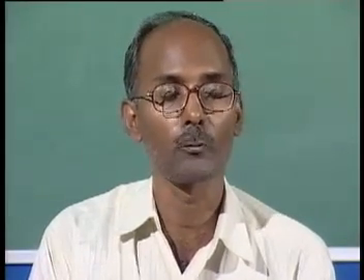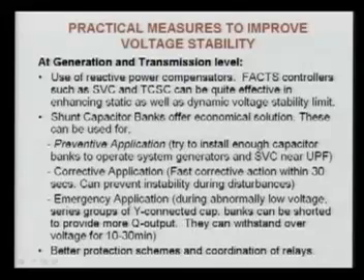Now, from the very beginning we studied the various stabilities, transient stability and small signal stability, and also discussed how we can improve those stabilities. Here I am going to discuss the practical measures to improve voltage stability. We can divide this into two locations: one is at the generation and transmission levels, and another is at your distribution level.